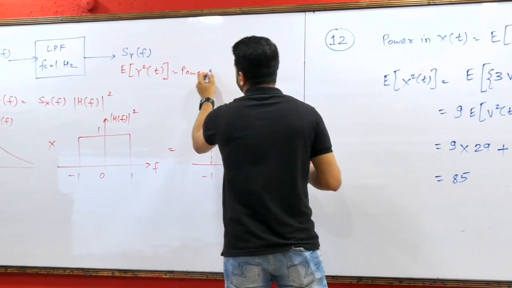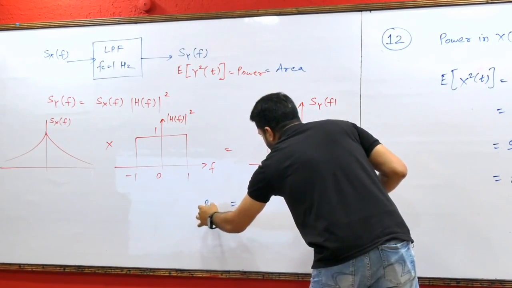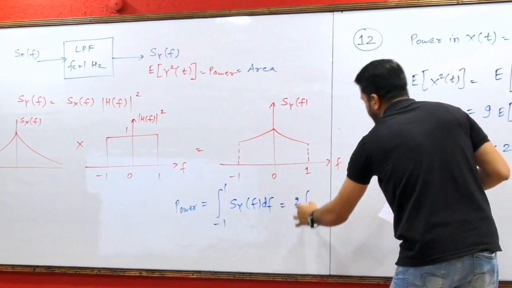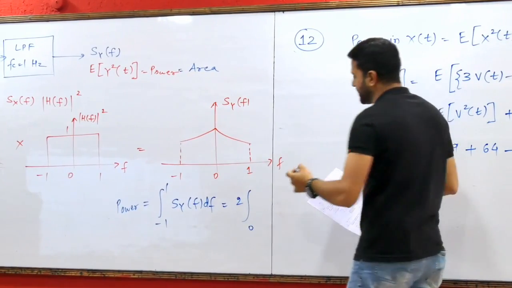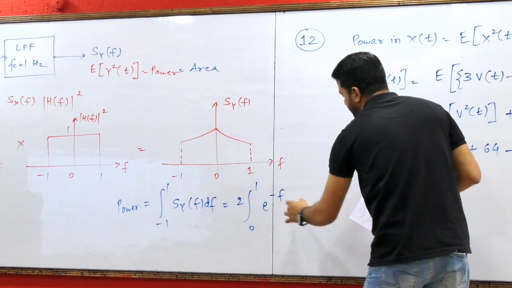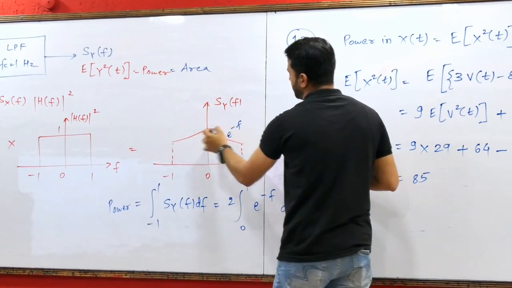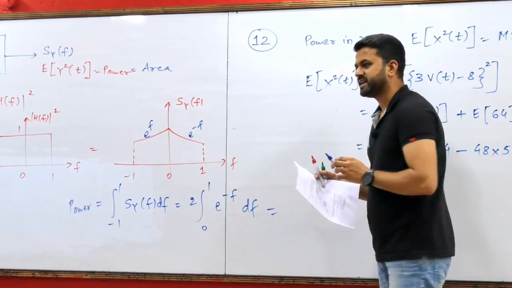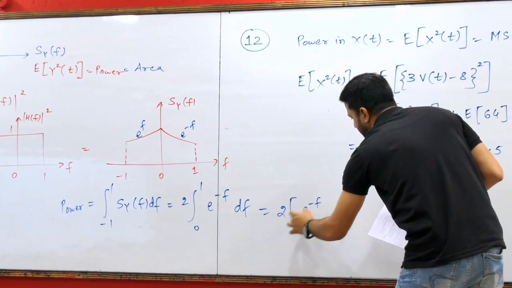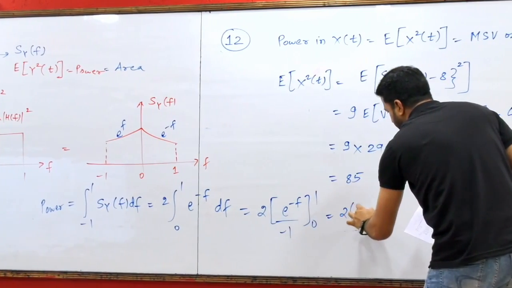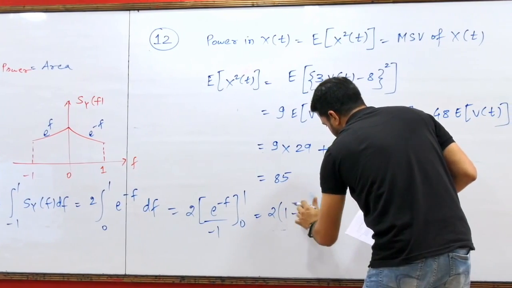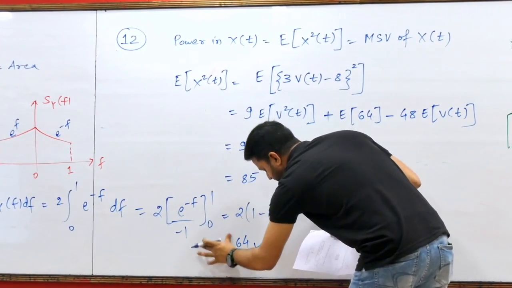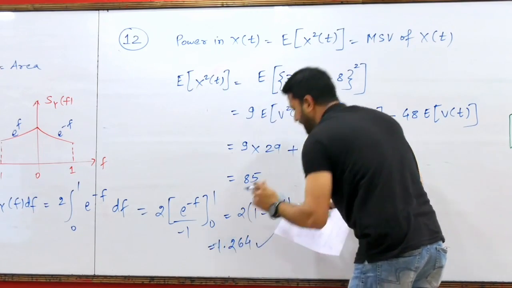Power is nothing but area, and how do we calculate the area? We can calculate the area by integrating from minus 1 to 1 Sy of f df, and because this is an even function, I can write 2 times the integral from 0 to 1. Power spectral density is always an even function. So 2 times integral 0 to 1 of e to the power minus f df, because it is defined as e to the power minus f here, and e to the power f for the negative side. When you solve this, you will get 2 times e to the power minus f divided by minus 1, from 0 to 1, which gives 2 times (1 minus e to the power minus 1), and the value you will get is 1.264.